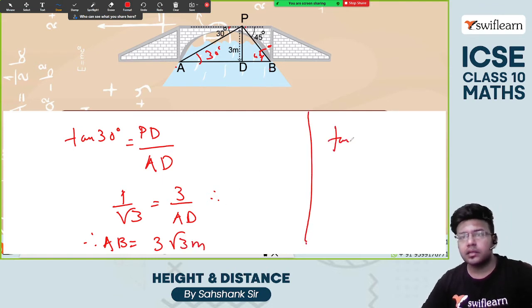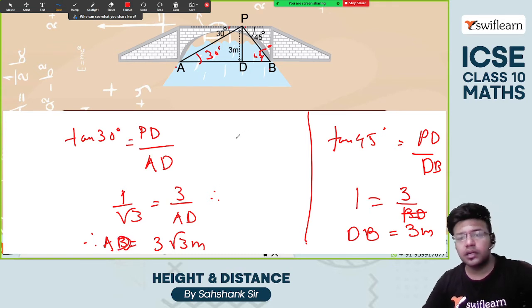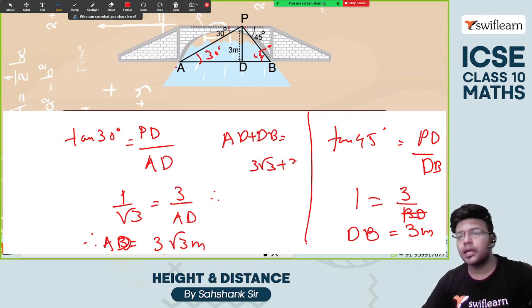Similarly, from triangle PDB, tan 45 is equal to PD by DB. Tan 45 is 1, PD is 3, DB we need to find. So DB, or PD, same thing, is equal to 3 meters. The width of the river is equal to AD plus DB. AD plus DB is equal to the width of the river, which is 3 square root 3 plus 3.